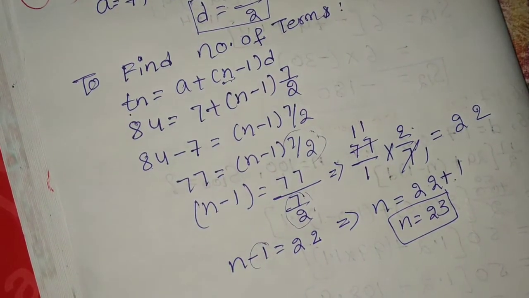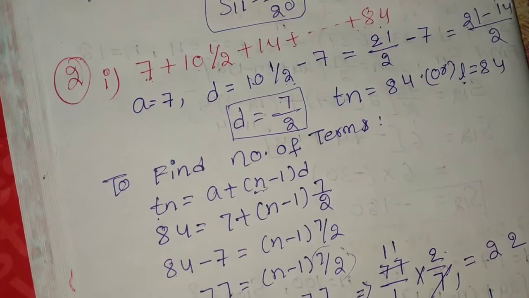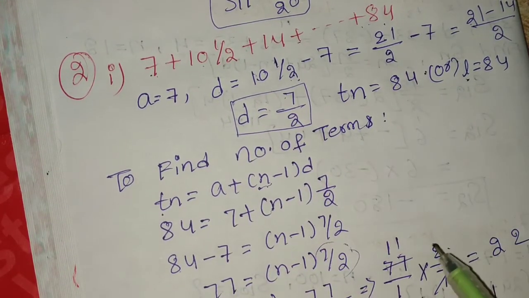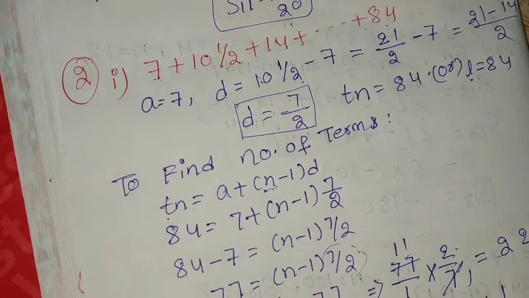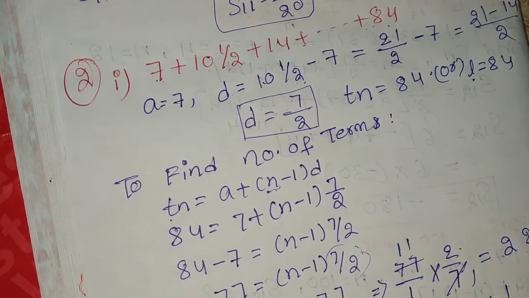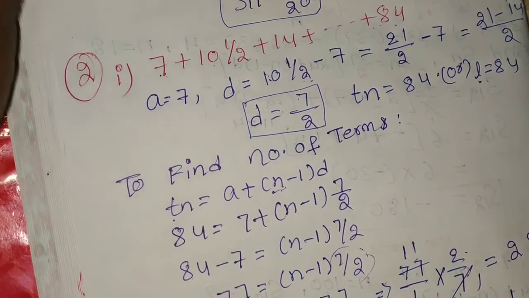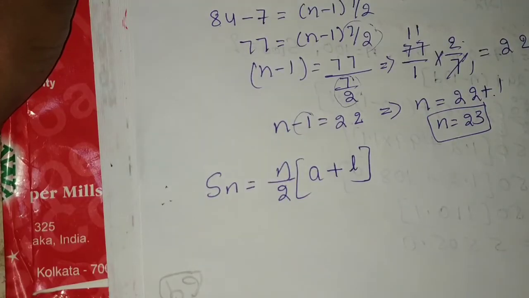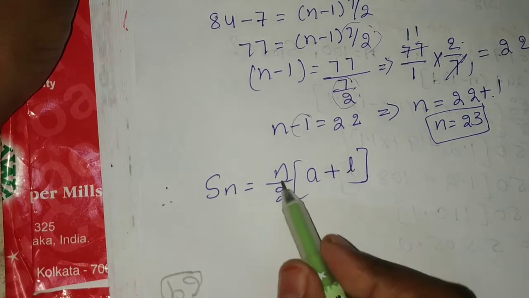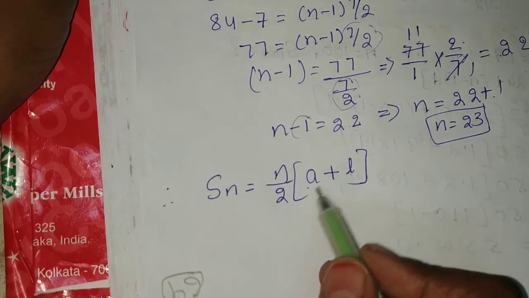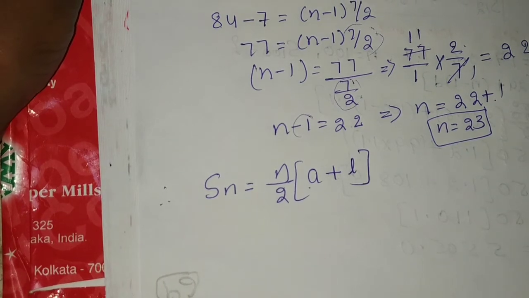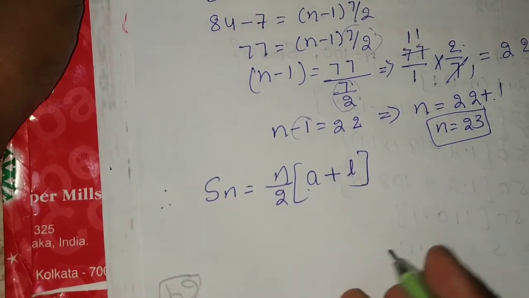So how many terms do we have here? In this second question, we have 23 terms. Are you getting? So now easily you can solve the sum of the 23 terms. Sum of 23 terms. Let's start. What is Sn? n by 2 into A plus L. Why did I write it here? Do you have any idea? See, we can solve very easily here.